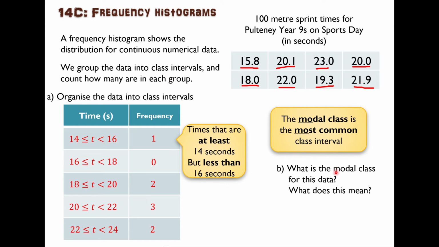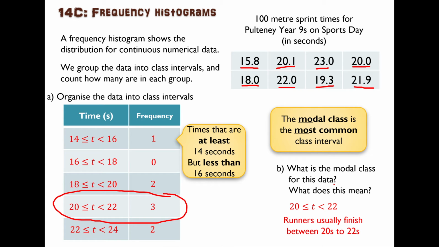We have a hint here for the next question, which is that the modal class is the most common class interval. Each of these is a class interval. Which class interval appeared the most? Well, that would be this one. So the modal class is 20 is less than or equal to t, which is less than 22. What does this mean? Well, it means that runners usually finish between 20 to 22 seconds. Another way of looking at it is that 20 to 22 seconds is the most common class interval.